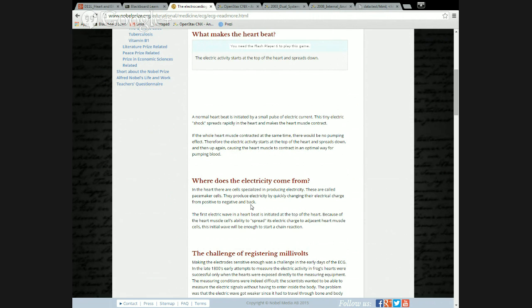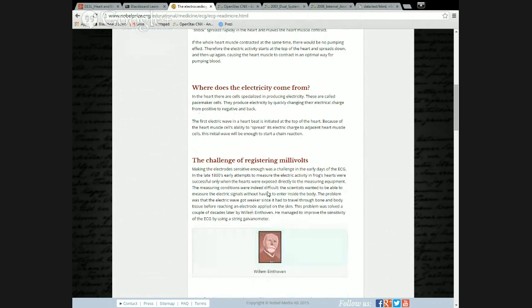Then it goes on to talk about the challenge of what the device, the electrocardiogram, can do, and the person who was honored with the prize for what he discovered here. The issue is that we're talking about electrical activity in the heart, inside the body, which is going to be measured in millivolts. And for any given cell, the change in electrical activity, the membrane potential, is going to be at most 100 millivolts worth of change.